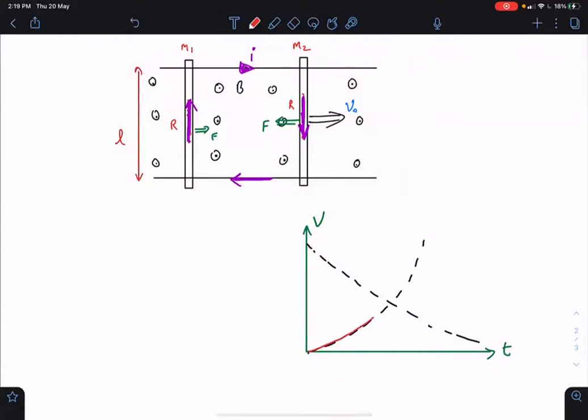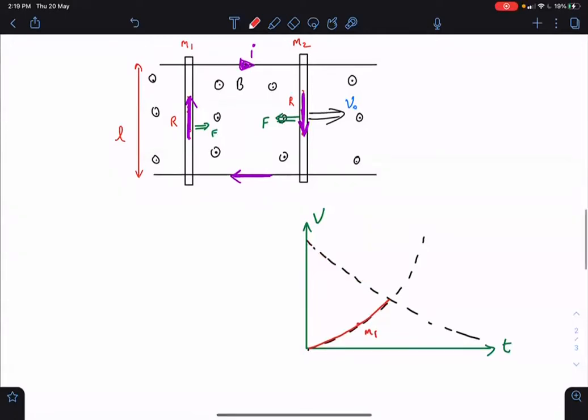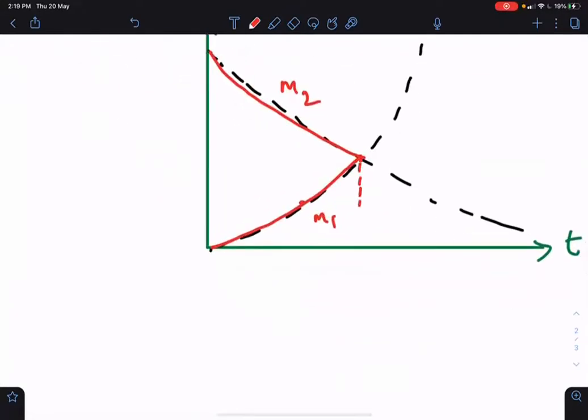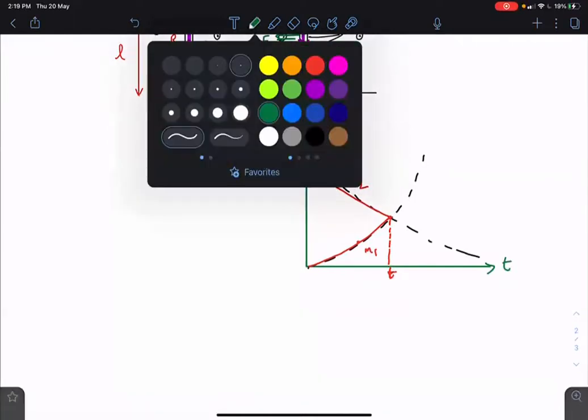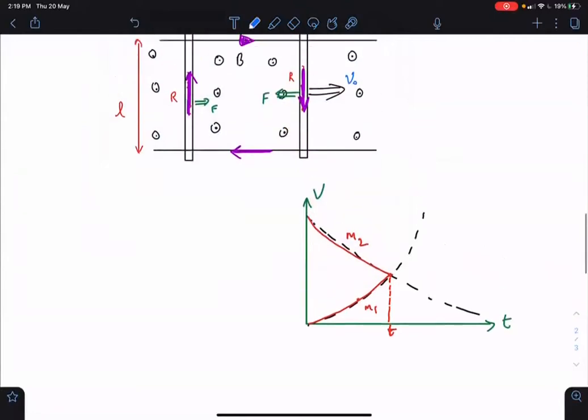This is the velocity of M1, and the other one is the velocity of M2. Let's say their velocity becomes the same at time t. Actually, this time we will check may come out to be infinity also, but I've just assumed that at some time it happens. Now, before this time, M2 was having more velocity.